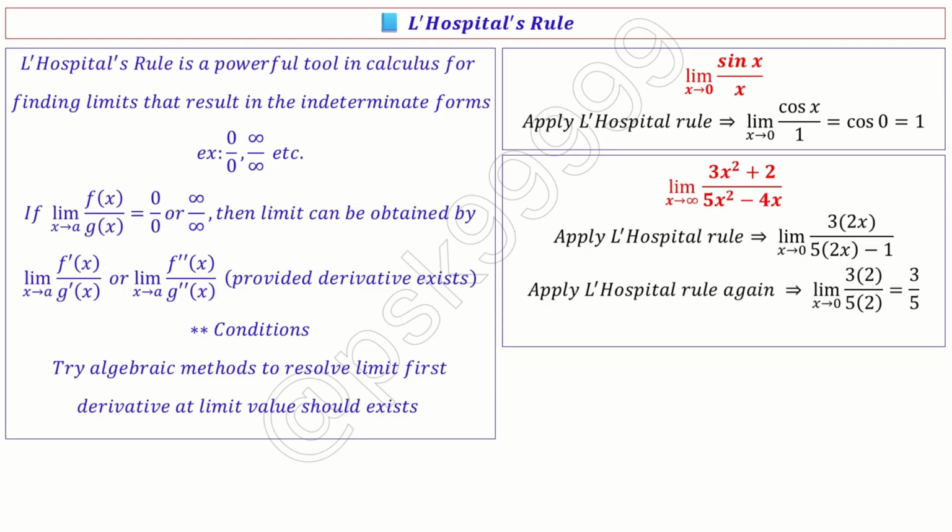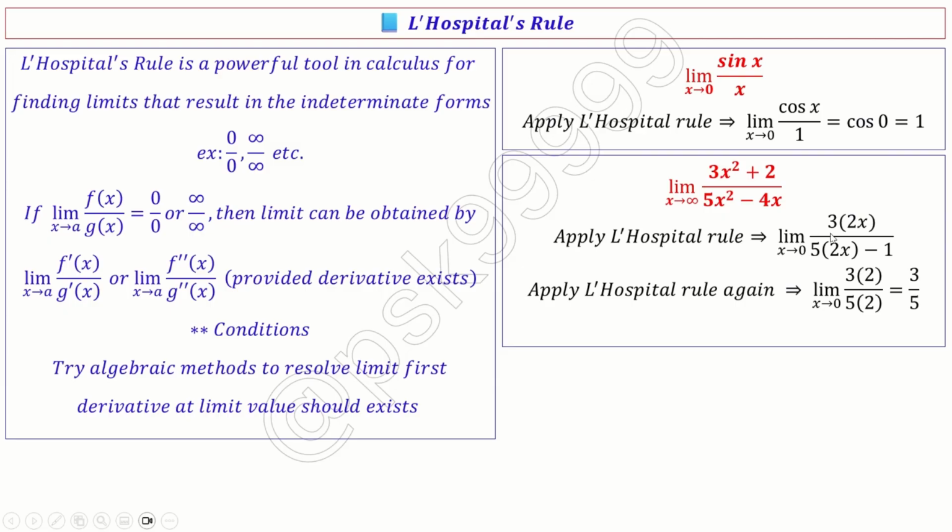What you do is you divide the numerator and denominator by x square, right? Then it will become 3 plus 2 by x square over 5 minus 4 by x. 2 by x square and 4 by x are zeros, because x is tending to infinity, so 1 by x will be 0. So you will be left with 3 by 5. That's the answer.